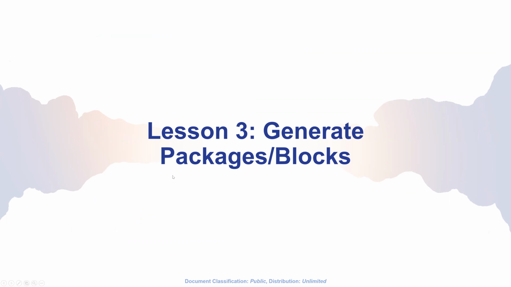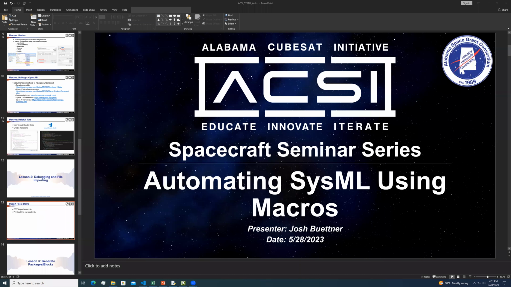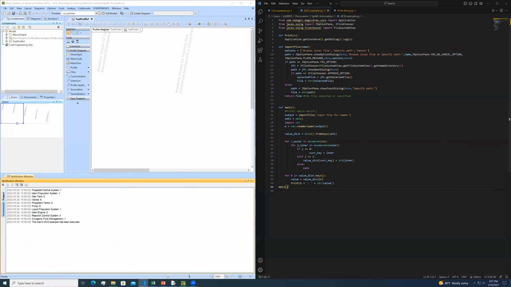So now we're going to actually start getting to the meat of this, generating the packages and blocks. We're going to be working with the model and generating elements. In this lesson, I'm going to show you how to create a function that creates packages, and then a function that creates blocks, and also naming those blocks and packages.